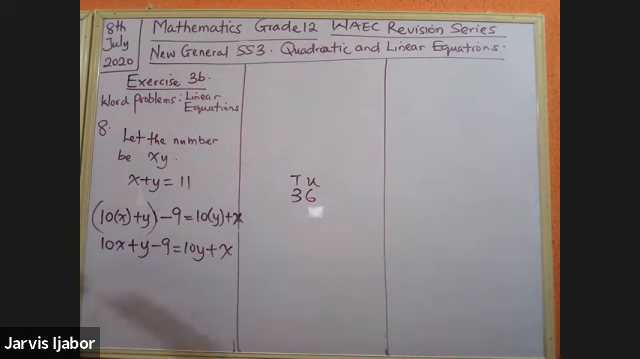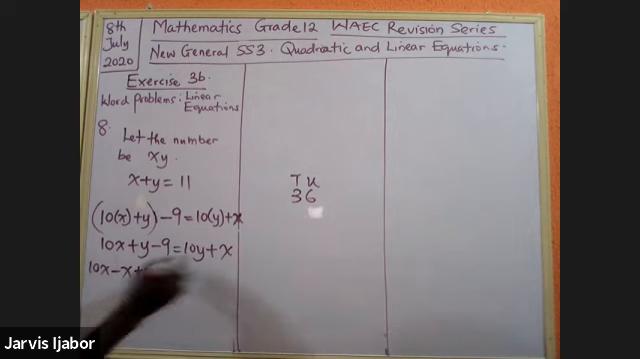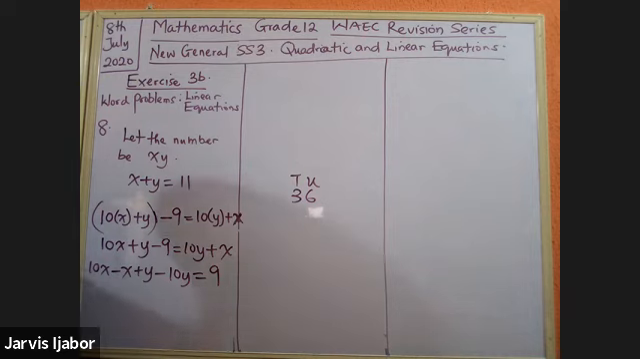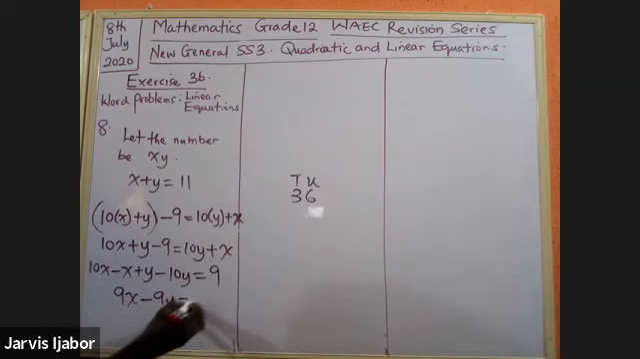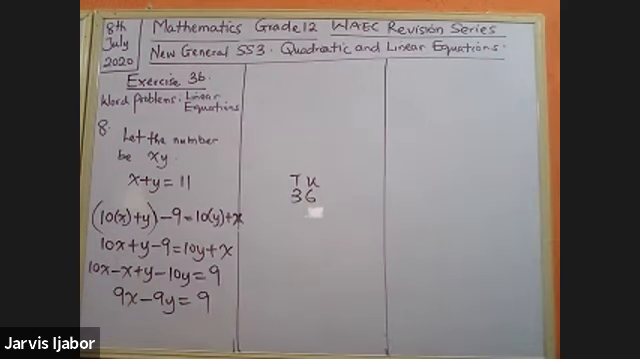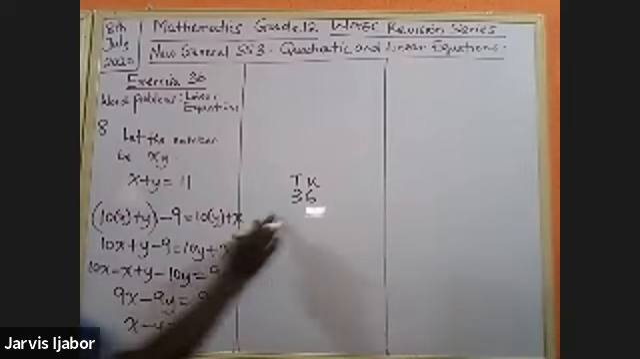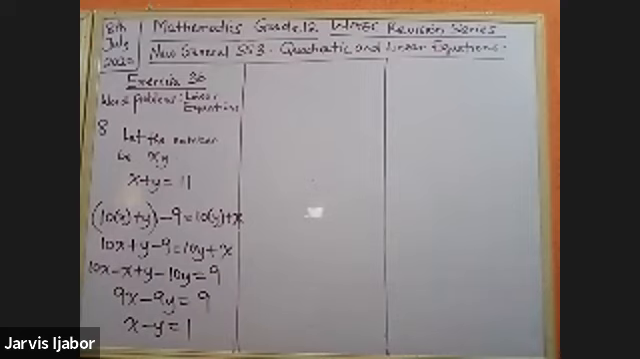So what do you do? You simplify this. This will be 10x minus x plus y minus 10y equals 9. This goes the other way, or you add the additive inverse, and that's what you get there. So this will now give you 9x minus 9y equals 9. Now, you discover that there is a common factor that goes through all of them. So you divide through by the common factor, and then you're going to have x minus y equal to 1. So x minus y equals 1 becomes the second equation I need to get.